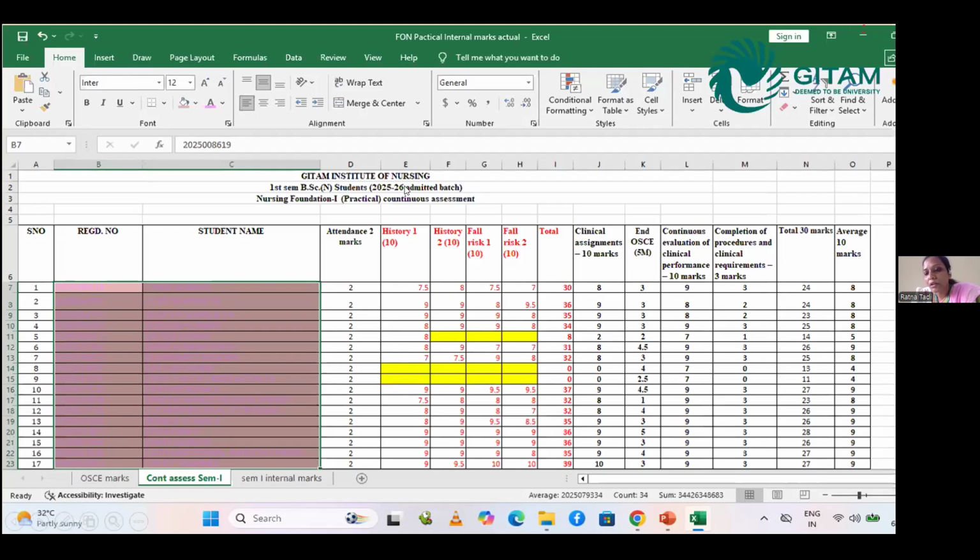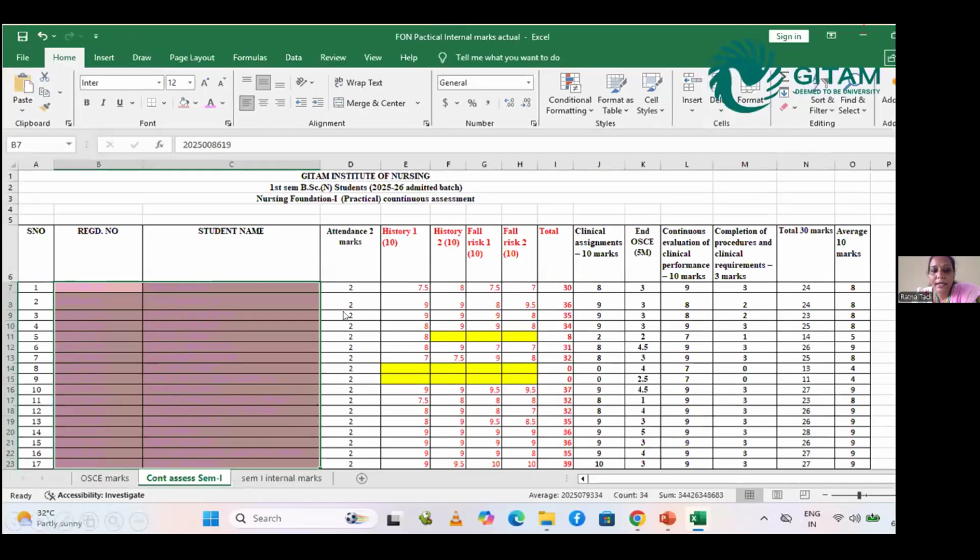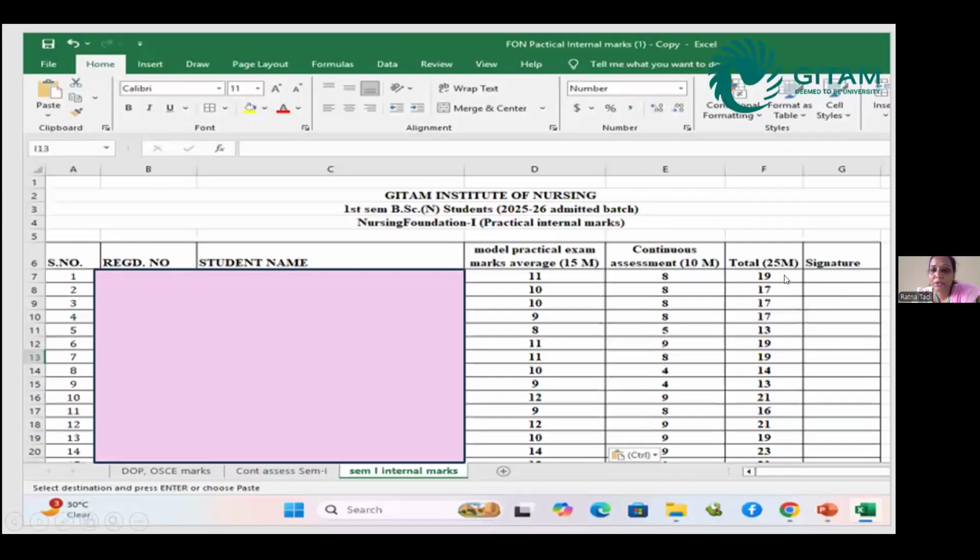Then total we get out of 30. Then this has to be averaged out of 10. So this 10 and the previous 15 will be added. So here I can see 11 and here I can see 8. So it should be 19. So see, we got 19 for this particular student. So this is my semester 1 practical, NF1 practical mark.